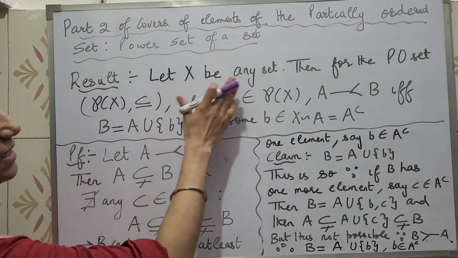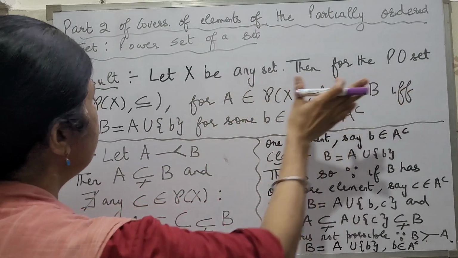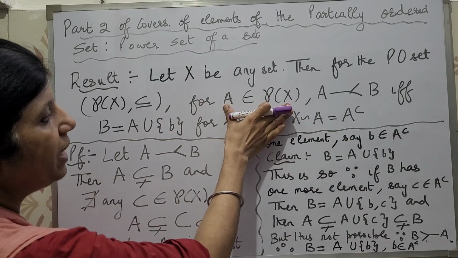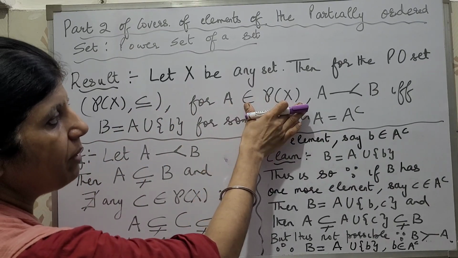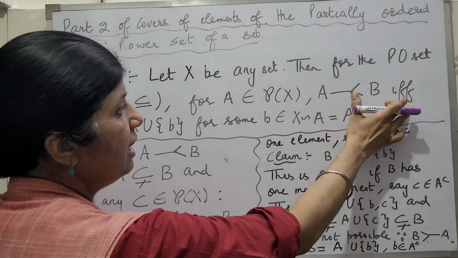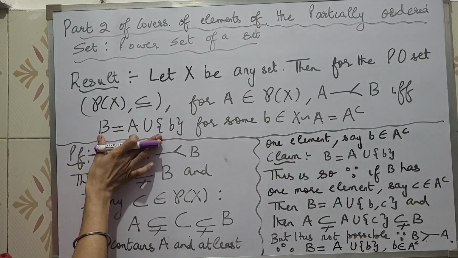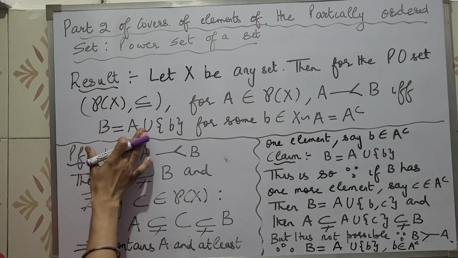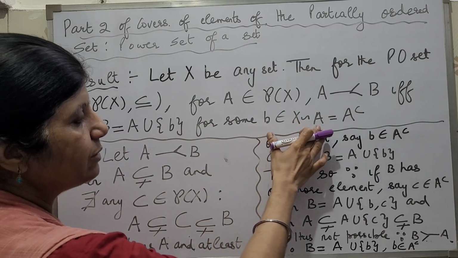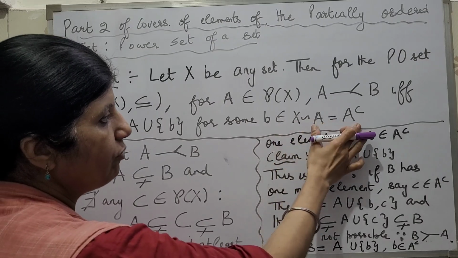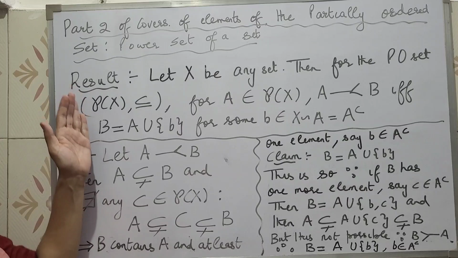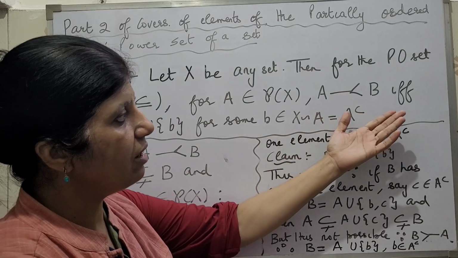The result was that if X is any set, then for the poset, power set of X with respect to inclusion relation, if you pick up any element A belonging to the power set of X, then A will be covered by B if and only if B is of this form, that is B is of the form A union singleton b for some b belonging to X minus A, that is the complement of A with respect to X.